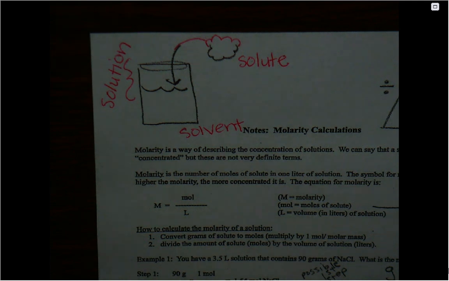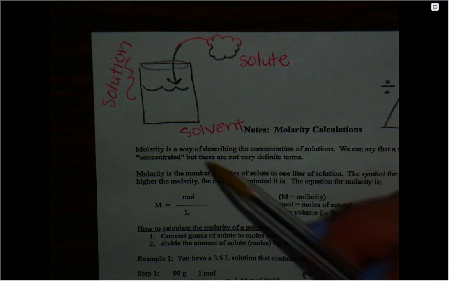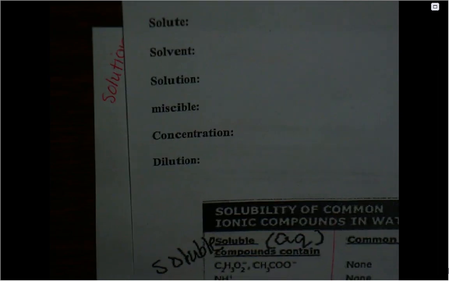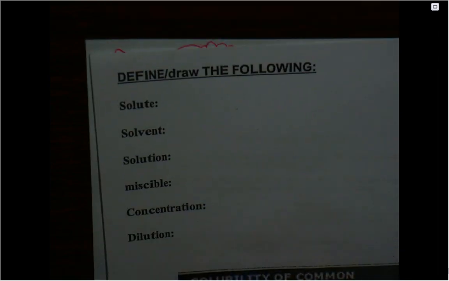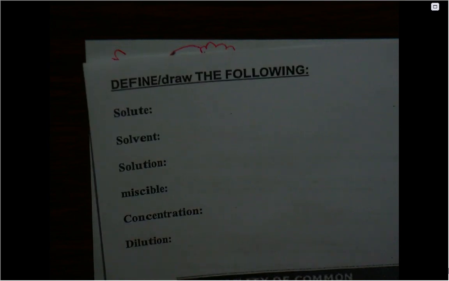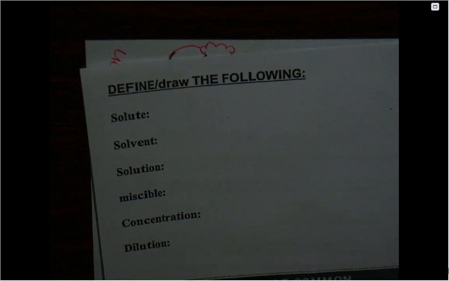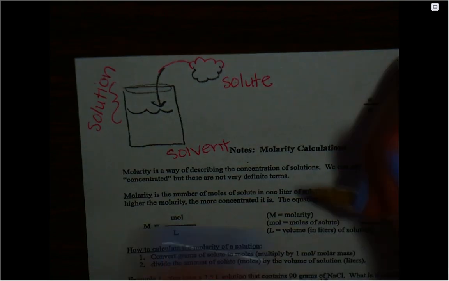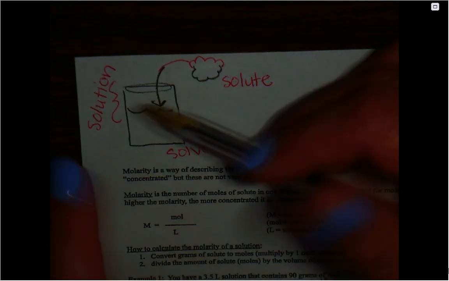So, once again, solute, solvent, solution. Those were all definitions. You can add these in as we go through notes throughout this chapter. You can put in your own definitions for these until the day when we're doing the review. So, solute goes into solvent, making a solution.